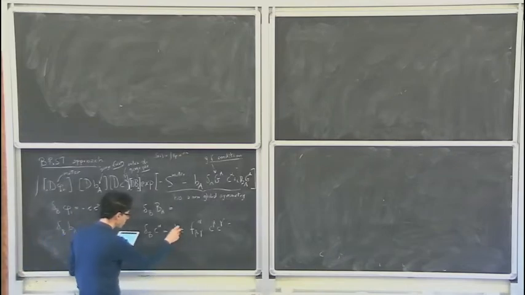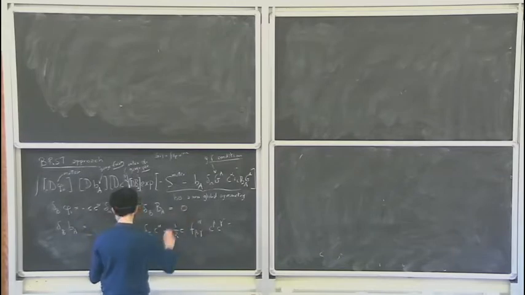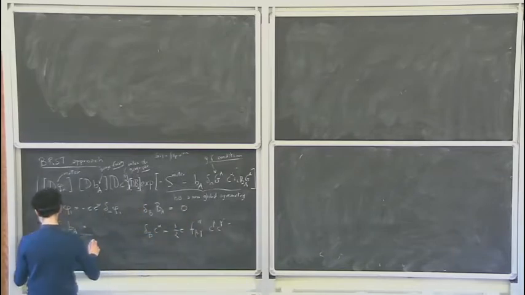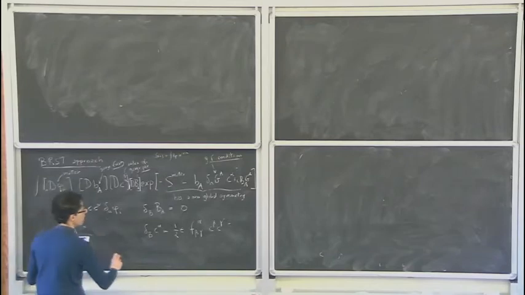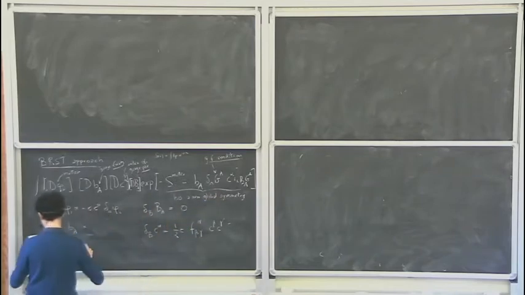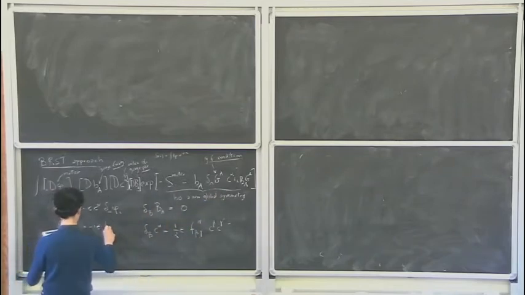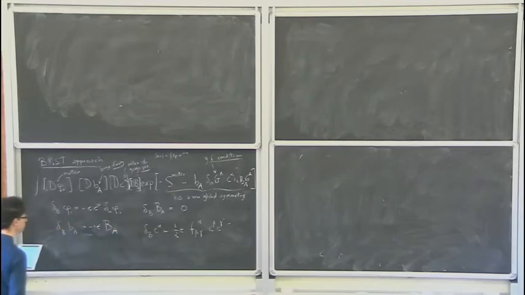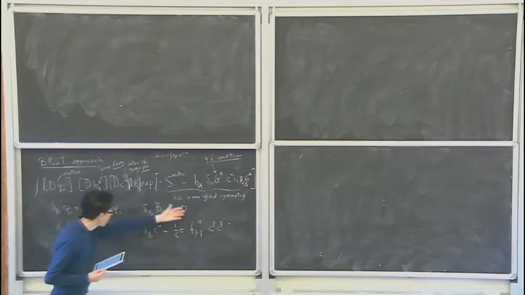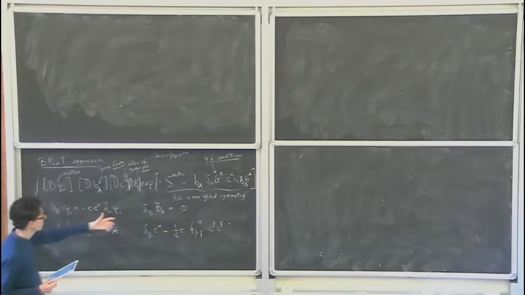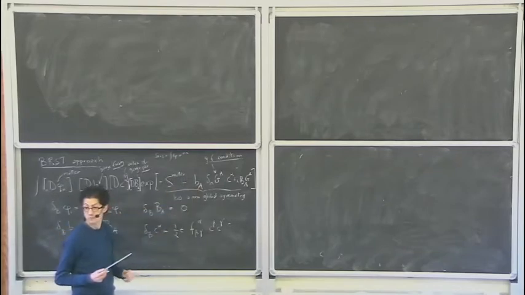Then this one half is non-trivial, right? It has to be there. This is simply zero. And this is, if my conventions are correct, yeah, because of this, minus I epsilon V A. So this is what BRST tells you: that under this transformation, this action is unchanged.